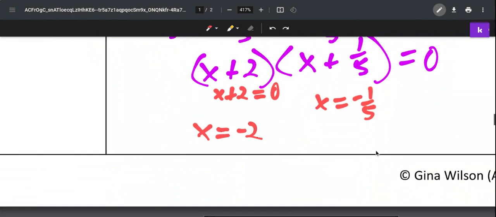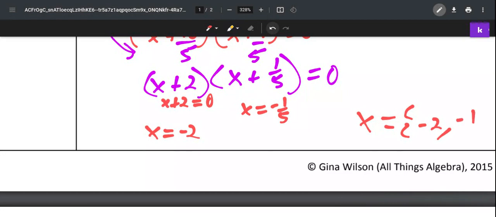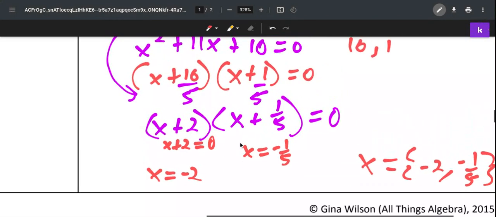So my answer here, two answers, would be x equals the set negative 2, negative 1 over 5. All right. So that's a difficult one because you have to do bottoms up.